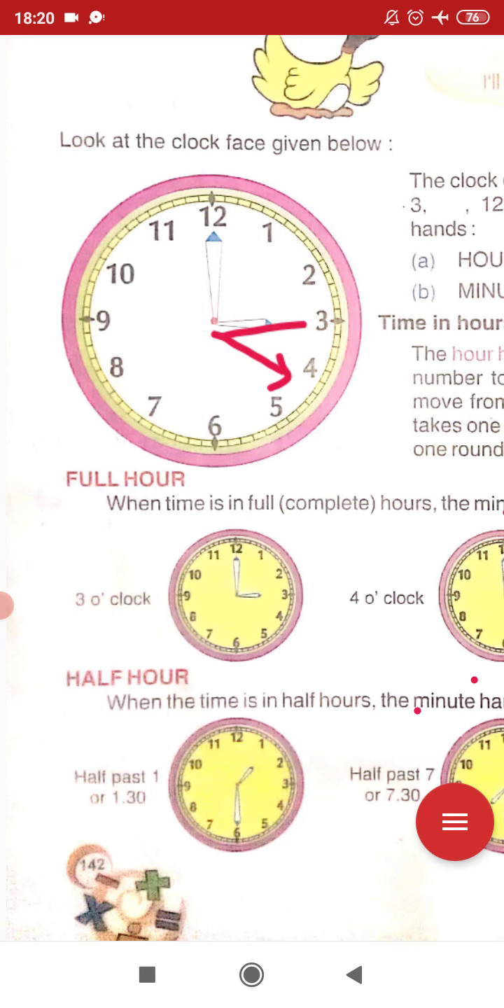Okay, so total 12 hours should be taken to complete one round of the clock, because there are 12 big divisions. So how many hours should be covered? 12 hours should be taken to complete one round.